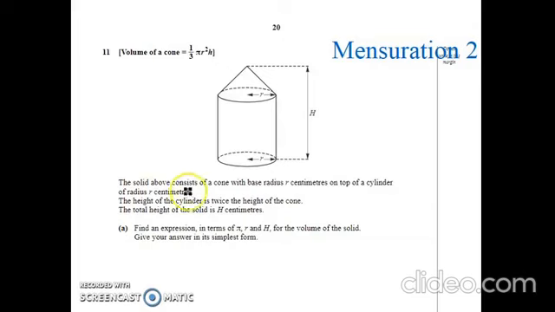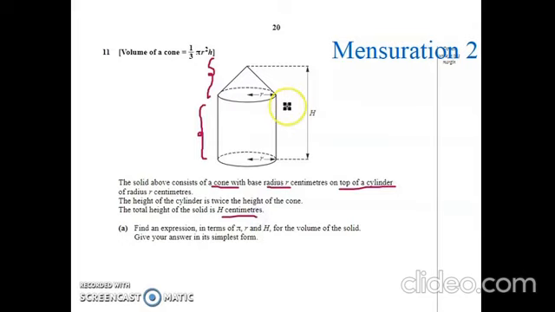All right. The solid above consists of a cone. So there is a cone with base radius r. This is the cone, and that is on top of a cylinder. The height of this cylinder is twice the height of the cone. The total height is 8 centimeters.